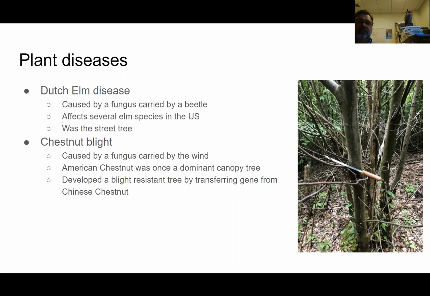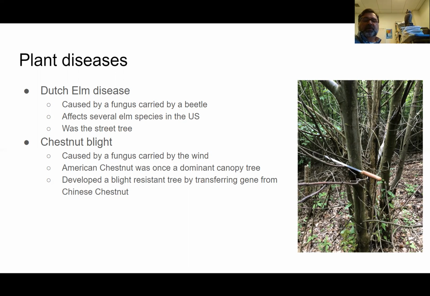Diseases are not a problem just for animals. There's a number of very important plant diseases out there. So one is Dutch elm disease, and that is transmitted by a beetle. It's a fungus, so the beetle drills into the tree to lay its eggs. The spores on the beetle, and then the fungus spreads out within the vascular tissue of the plant, right? The xylem and phloem, and it essentially just suffocates the elm tree.